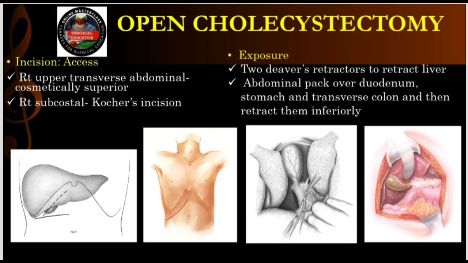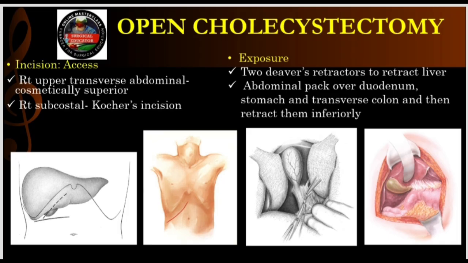Right. And the slide presents us with a fork in the road here. Okay. We have the right upper transverse abdominal incision, which the slide specifically notes is cosmetically superior, versus the right subcostal, widely known as Kocher's incision. Yes, the two main approaches.